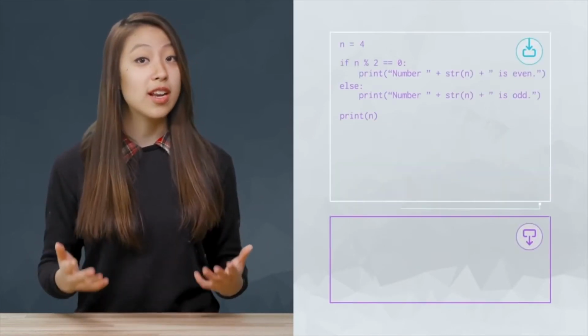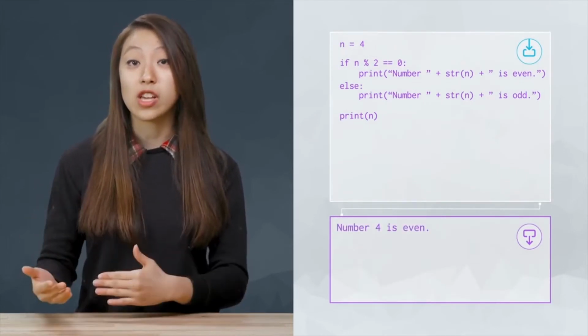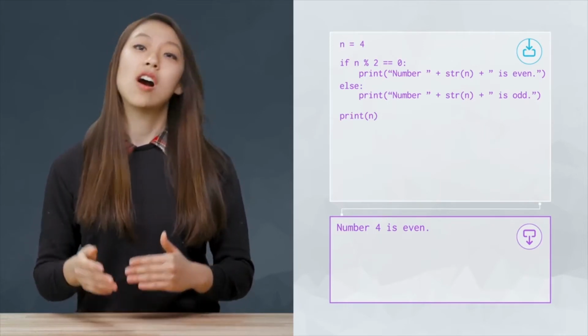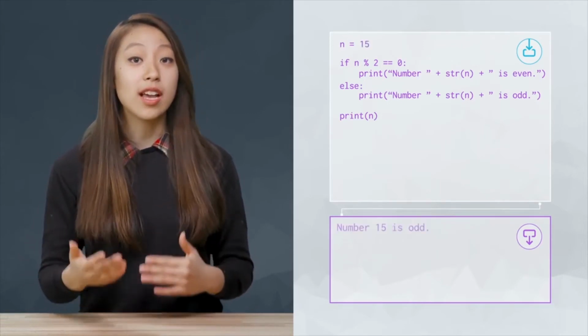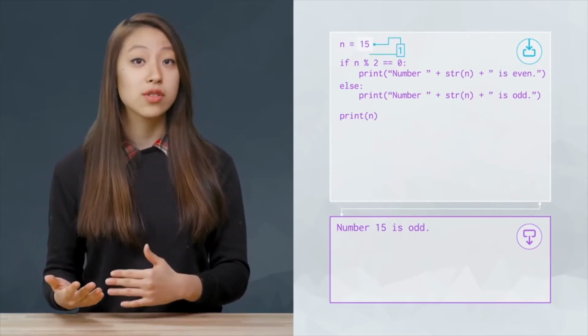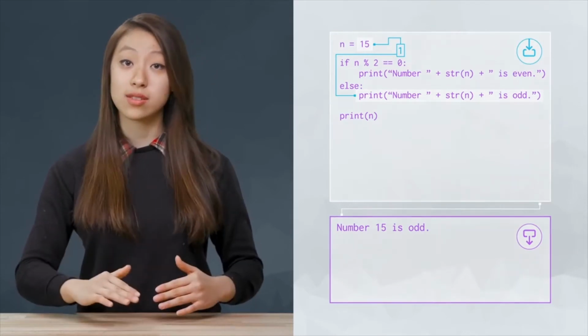So, if we set n to be 4, like this, the if statement here would evaluate to true, and we would print the following string. Alternatively, if we set n to be 15, this condition would evaluate to false, so we would skip this block and execute the code under the else.